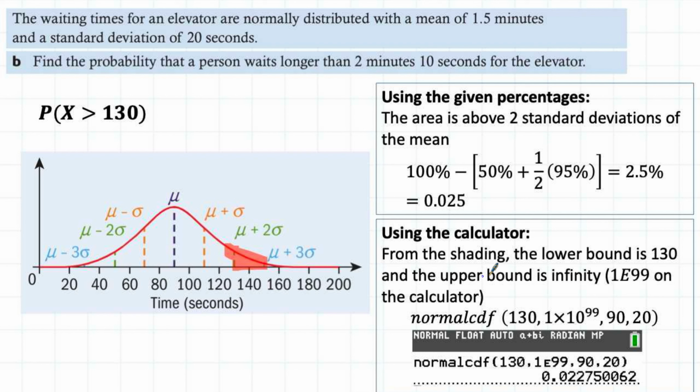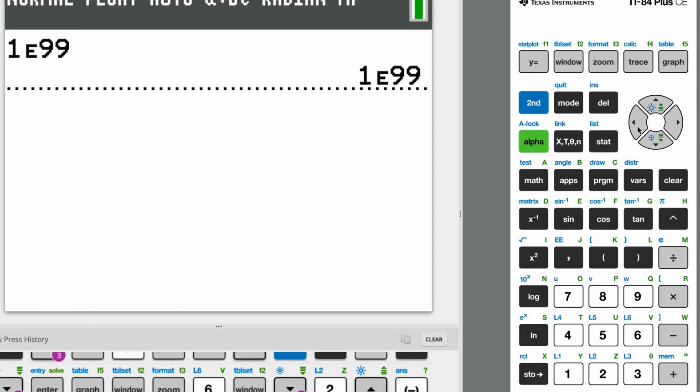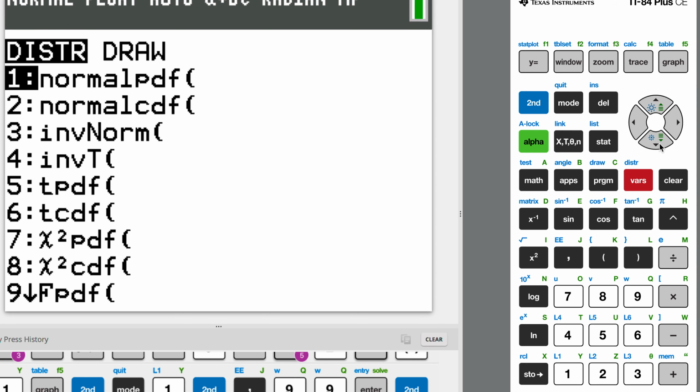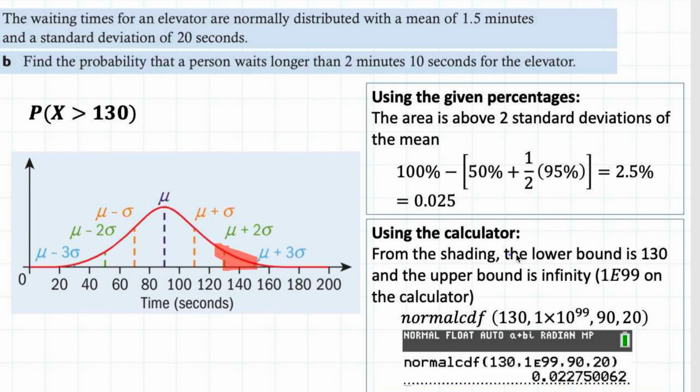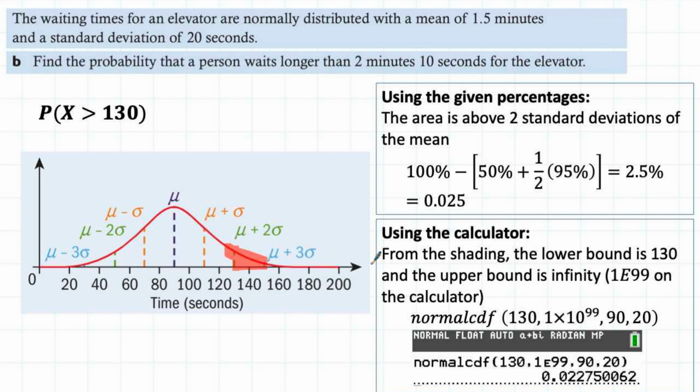Now, if I use a calculator from the shading, the calculator will ask you what is your lower bound. So distribution, CDF, it will say what is your lower bound, what is the upper bound, what is the mean, what is the standard deviation. Lower bound and upper bound depend on your sketching. That's why it helps when you sketch. So lower bound will be the beginning of your sketch, which is 130. The upper bound would be infinity, so I will write 1 times 10 to the power of 99. Then I'll put my mean and then standard deviation. I compute it.